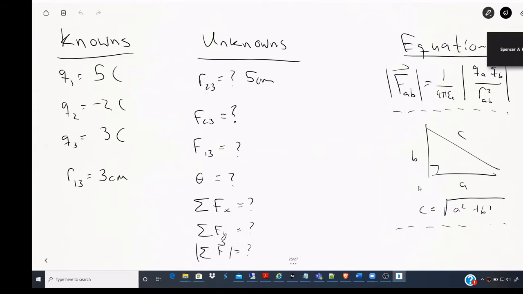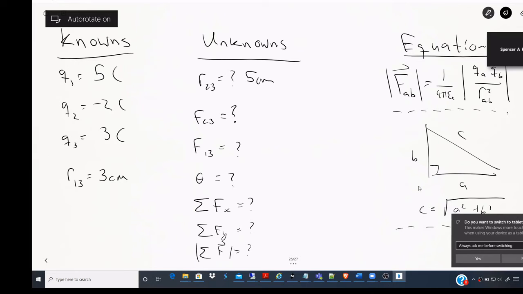Okay, so next we need to find theta. Theta would be the most reasonable thing to go for here.